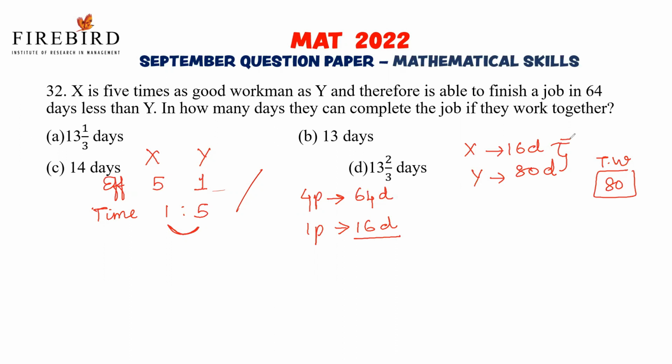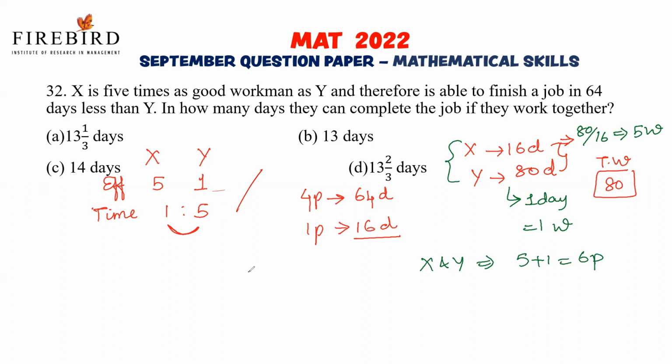If I give these 80 parts of the work to x, he will complete the work in 16 days. So in one day, x does 5 works. And if I give 80 total work to y, he takes 80 days to complete the work. Then in one day, we can say y does only one work, right? So if they work together, x and y, in one day they will complete 5 plus 1, 6 parts of the work.